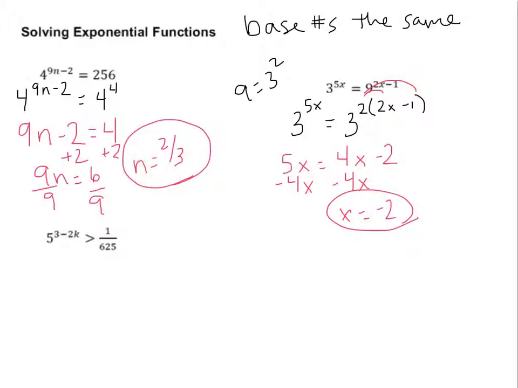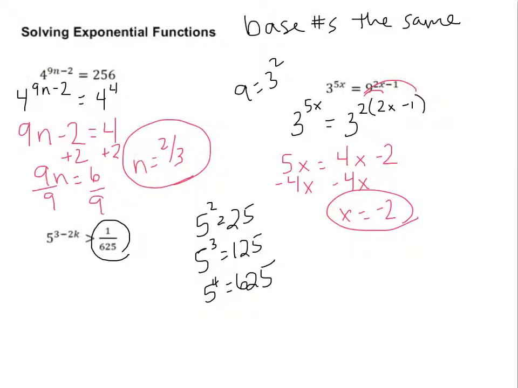And one more of these type. 5 to the 3 minus 2k is greater than 1 over 625. This has a base of 5. This is 625. So if we think of our exponents of 5, 5 squared is 25. 5 to the third is 125. 5 to the fourth is 625. Now because this is 1 over 625, we know 5 to the negative fourth would be 1 over 625. So we can replace it.